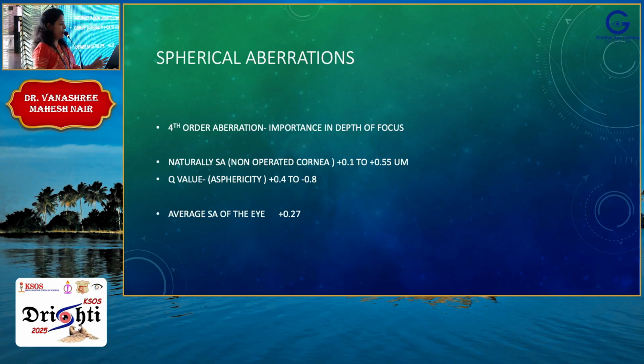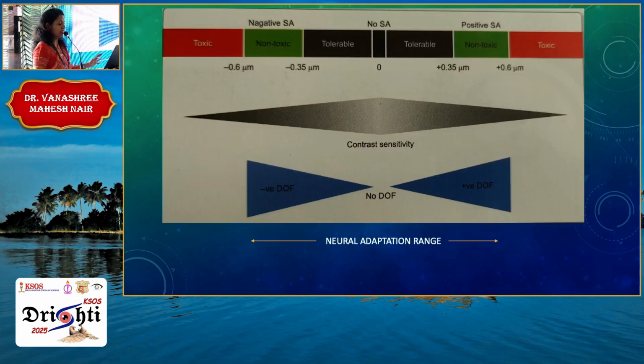This is the fourth order aberrations, and why it is important: every eye has a natural spherical aberration, which is 0.1 to 0.55 microns, and it aids us in depth of focus actually. It gives us some depth of focus. So the average spherical aberration of the eye is plus 0.27. Now why is it important?